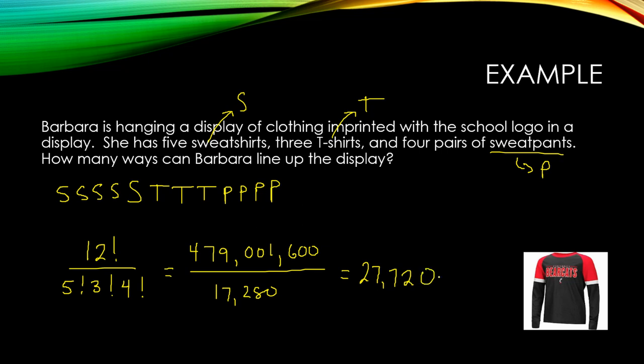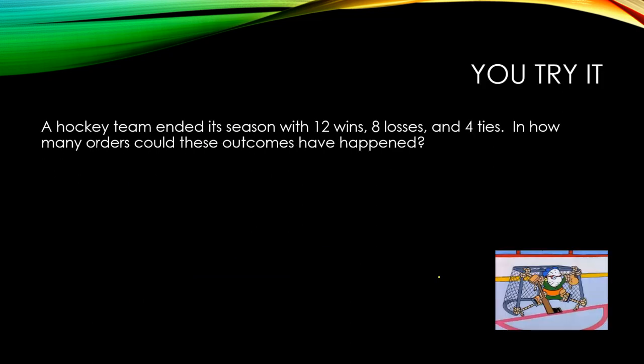All right, very good. So we're just applying this idea to a real-life question. Why don't you try the next one? A hockey team in their, I guess it's a 24-game season, had 12 wins, 8 losses, and 4 ties. They could have won 12 and then lost 8 and then tied 4, or won a couple, lost 1, tied 1, and there could be a whole lot of different mixtures of wins, losses, and ties that gave them that record. How many orders could these outcomes have happened?